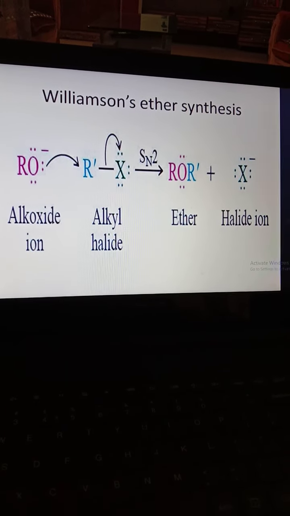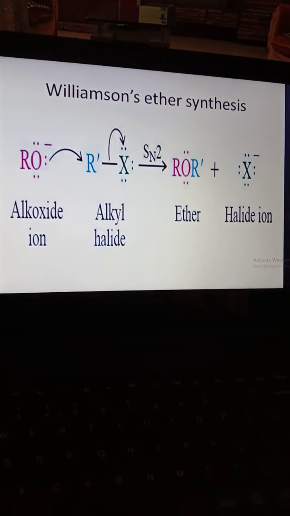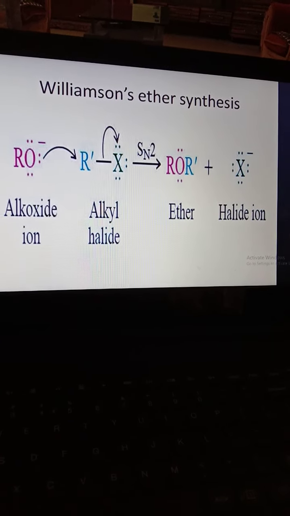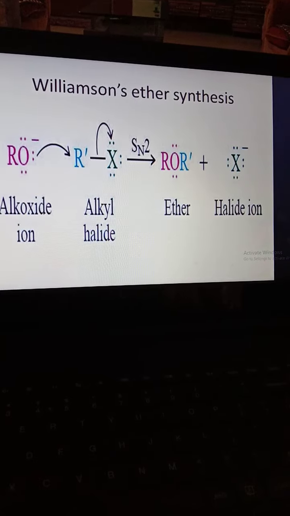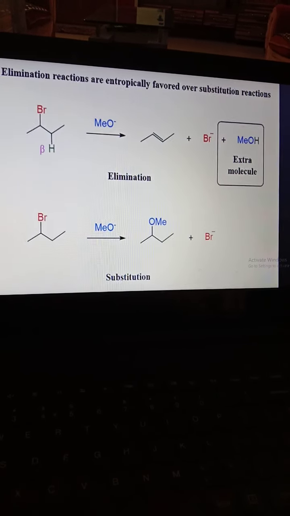Williamson's ether synthesis. In that synthesis, the alkoxide ion, the OR group, reacts with alkyl halide, forming ether, the ROR group. This is the Williamson synthesis.